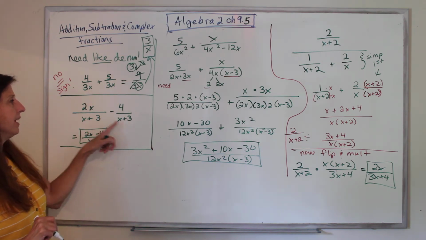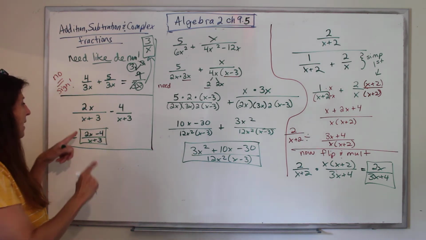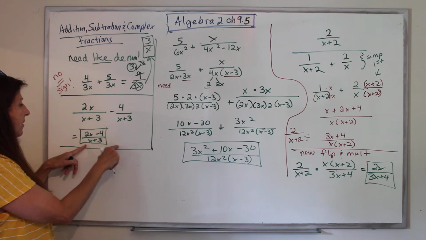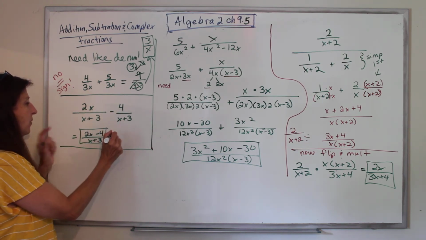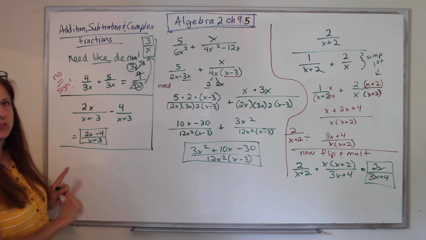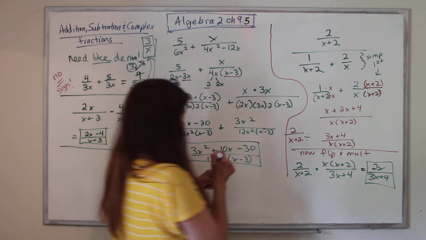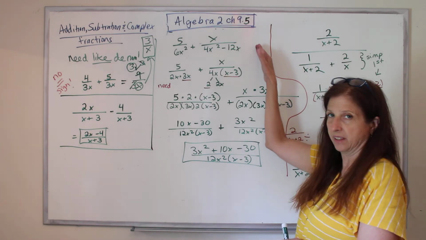Alright, these have the same denominator, so we just do the math. We write down the denominator, x plus 3, and then it's 2x minus 4. That is probably the easiest problem you will see in Algebra 2. Alright, so how about this one? This is not the easiest problem.